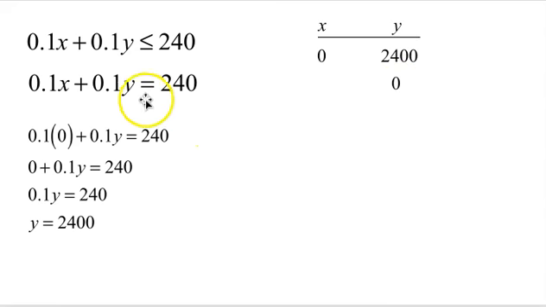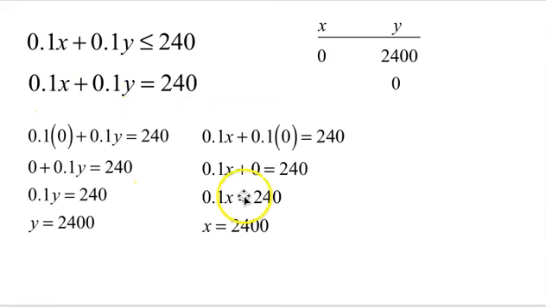Now let's go ahead and plug in a y of 0. That'll give me 0.1x plus 0.1 times 0 is 240. So 0.1x will be 240, similar to that one, right? So 240 divided by 0.1 is also 2400.